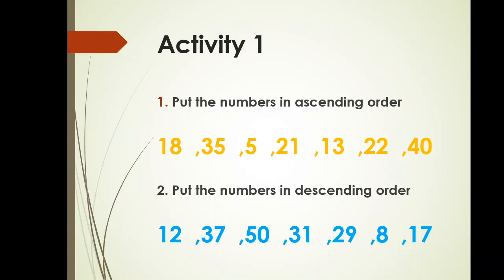And number 2, we have, put the numbers in descending order. We have 12, 37, 50, 31, 29, 8, and 17. So here you are at number 2, you are required to put these numbers in descending order.